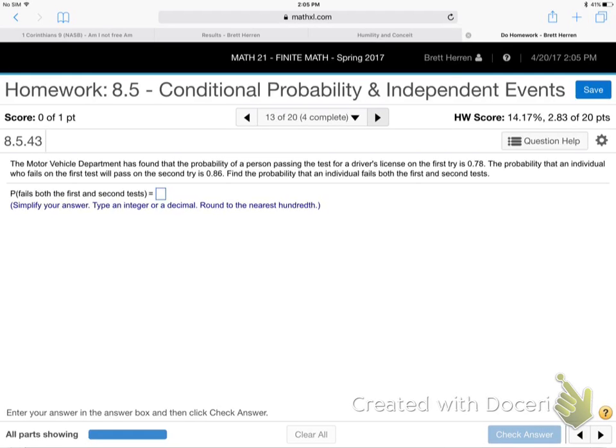All right. The motor vehicle department has found that the probability of a person passing the test for a driver's license on the first try is 0.78. The probability that an individual who fails on the first test will pass on the second try is 0.86. Find the probability that an individual fails both the first and the second tests.